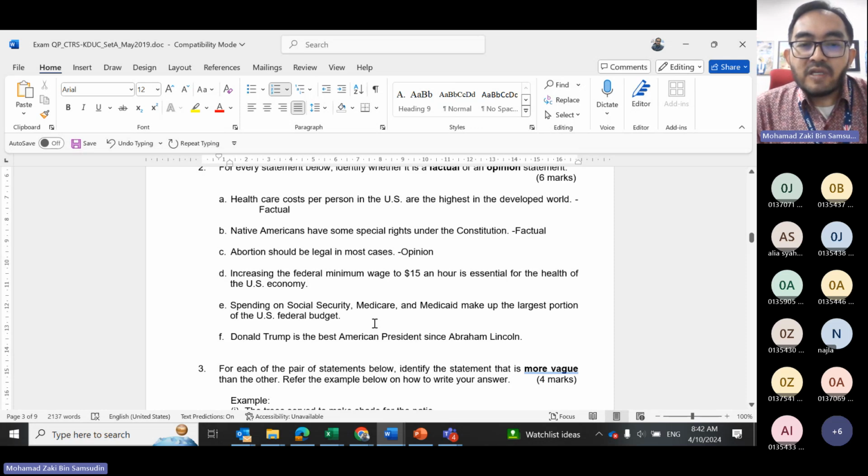Increasing the federal minimum wage to $15 an hour is essential for the health of the US economy. This is interesting. Ini saya rasa ayat yang agak complicated. Is it facts or opinion? Facts or opinion? This one nampak macam factual kan, sebab ada nombor situ kan, RM15 an hour. But the number RM15 an hour is actually not the most important point in the statement. The most important part of the sentence is actually the word essential.